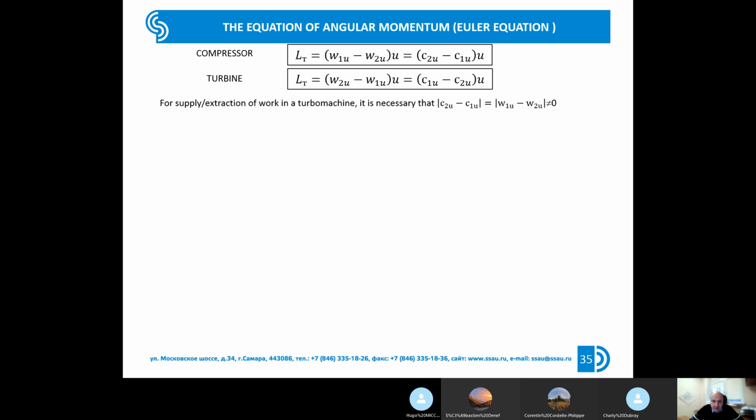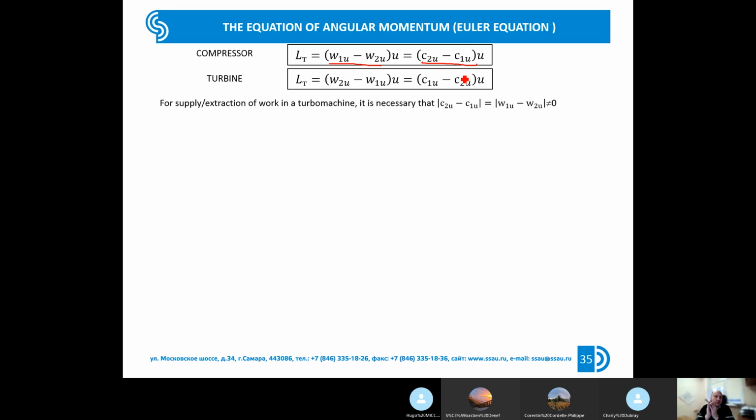Let's look carefully at this equation. If we want to receive specific work using blades, the values located inside the brackets, I mean this one and this one, must not be equal to 0. Because if one is equal to 0, the equation becomes equal to 0. So, it means that the circumferential projection of absolute and relative velocity must be changed.